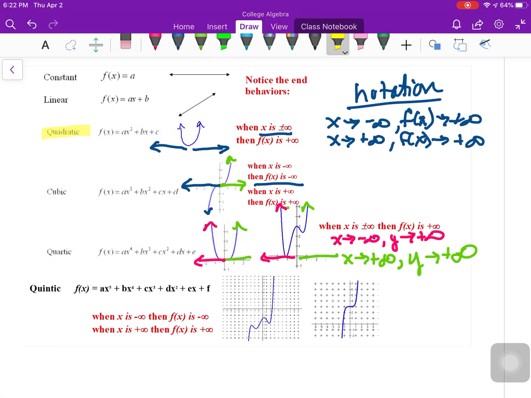So do you notice that both the quadratic and the quartic's end behaviors are the same? So when the degree is even, then the end behaviors will be the same. Now let's look at this quintic. As x goes to negative infinity, y goes to negative infinity. As x goes to positive infinity, y goes to positive infinity.